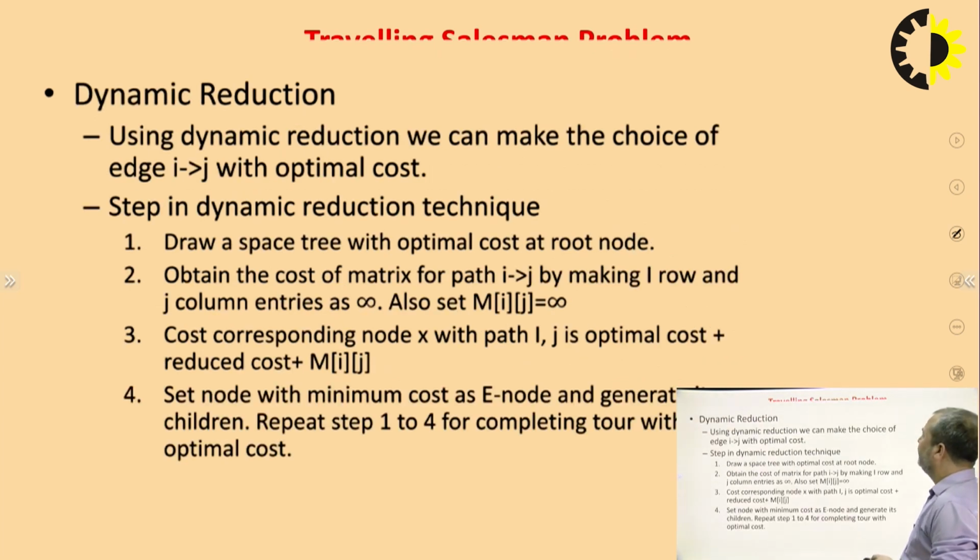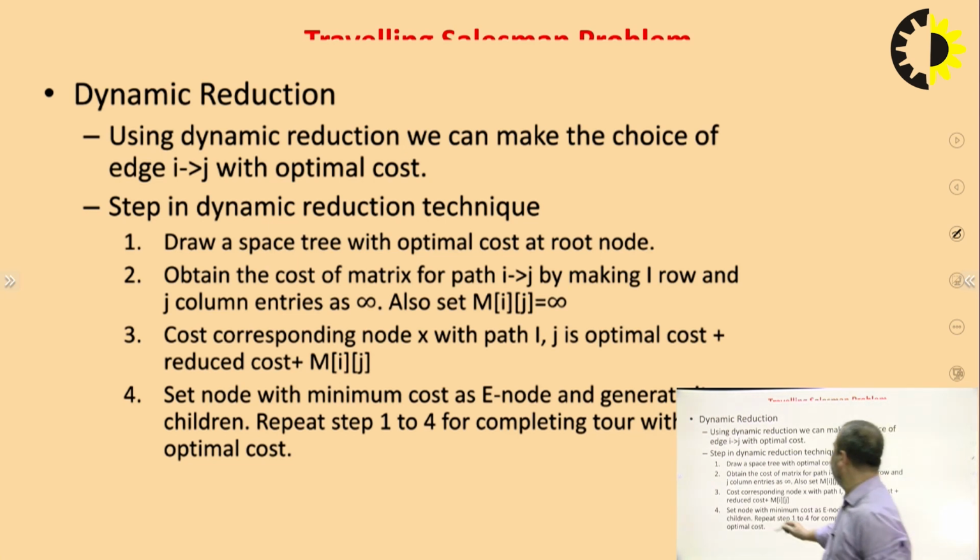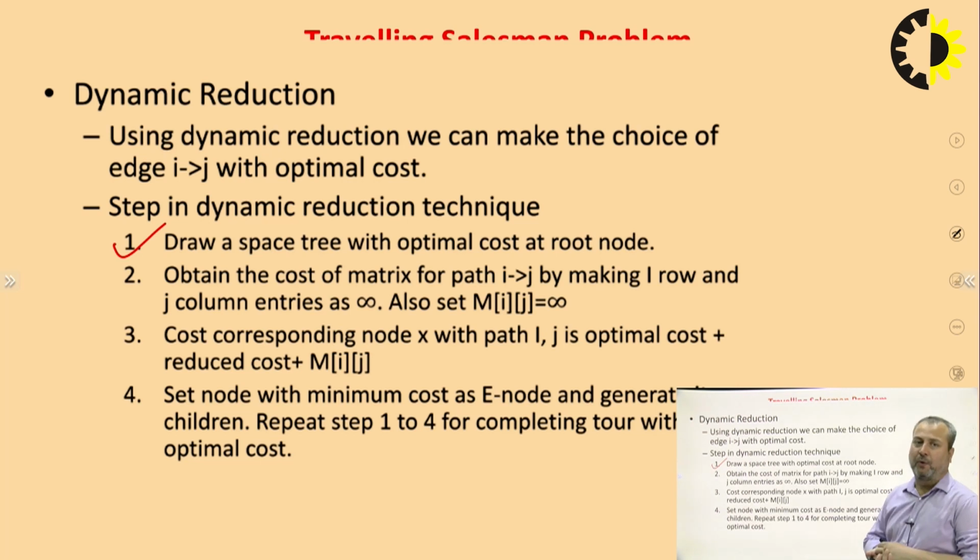Dynamic reduction: using dynamic reduction, we can make the choices of edges i, j with optimal cost. These are all the steps of the dynamic reduction technique. First, draw a space tree with optimal cost at the root node. What will we draw?